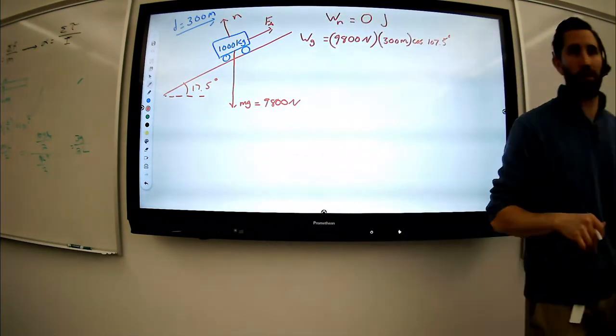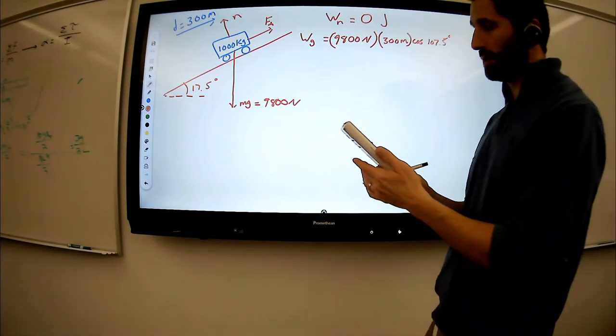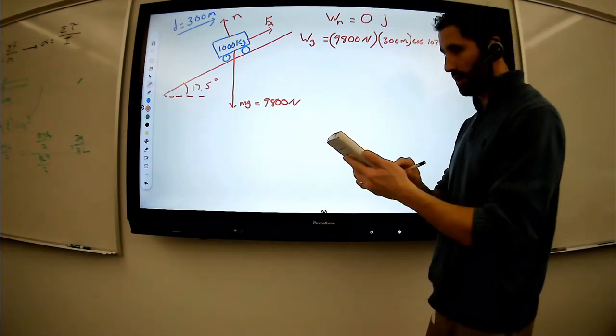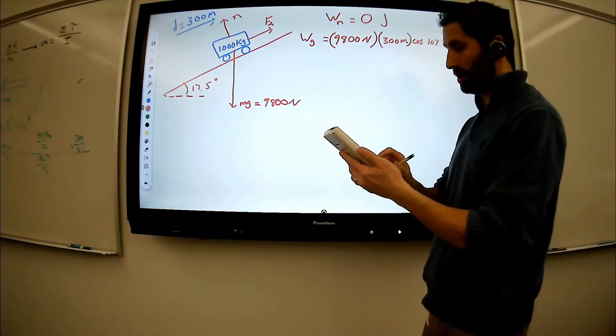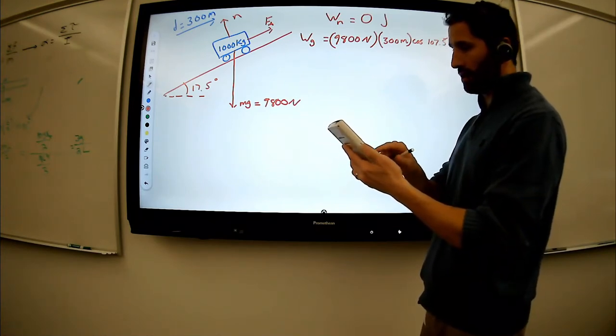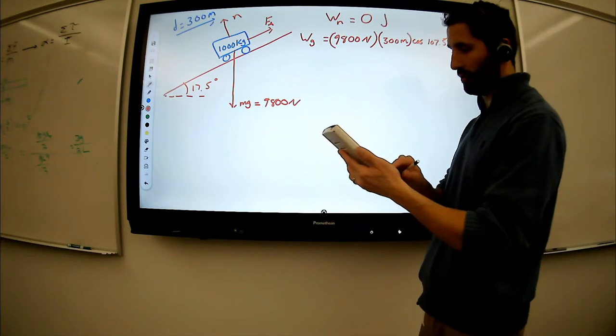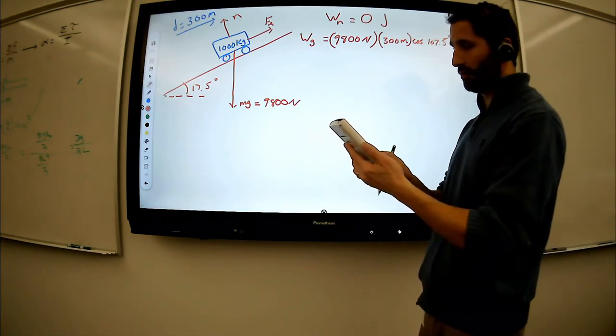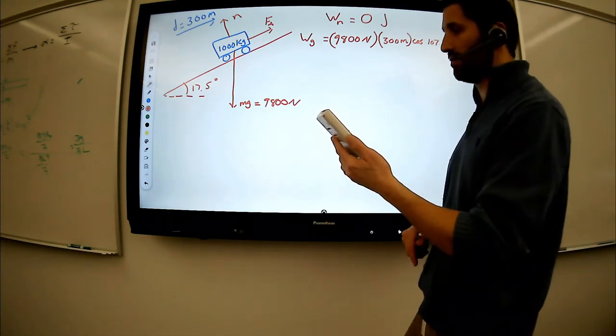So I'm going to put that in here. Okay, and I'm going to grab my calculator. Make sure that I'm in degree mode. 9,800 times 300 times the cosine of 107.5. We get a really big negative number, negative 884,075.